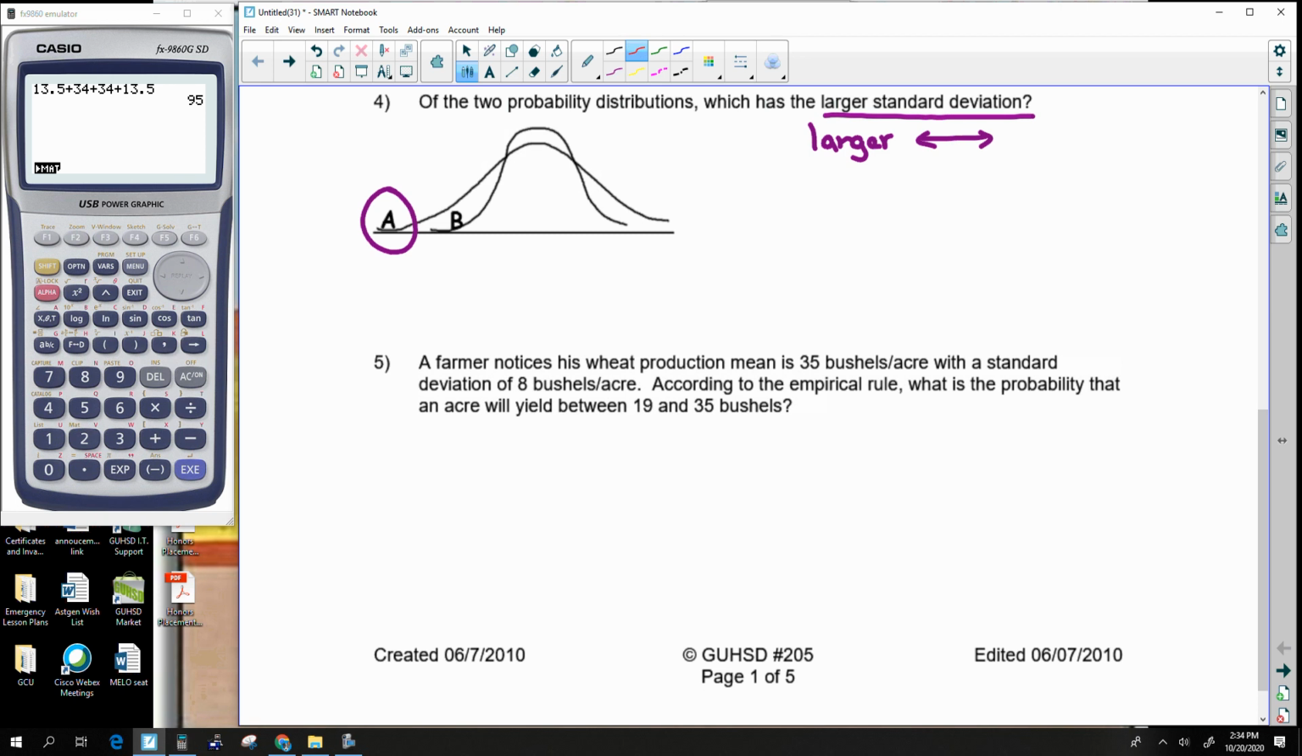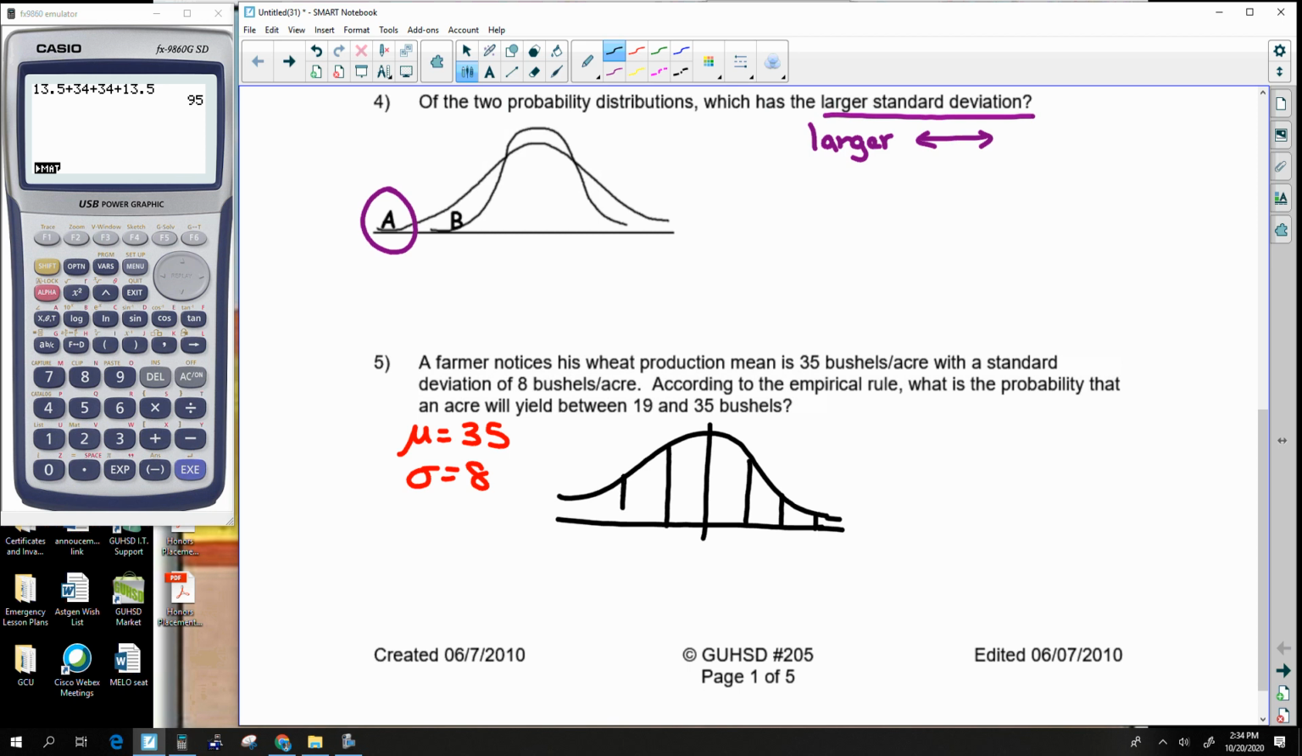And then number 5, a farmer notices wheat production mean, his average, is 35 bushels per acre with a standard deviation of 8 bushels per acre. Again, the average goes in the middle, we go up standard deviations, 1, 2, 3, and go down standard deviations, 1, 2, 3. The average is 35. If a standard deviation is 8, this would put us up to 43, 51, and 59. Going down, this would put us down to 27, 19, and 11.